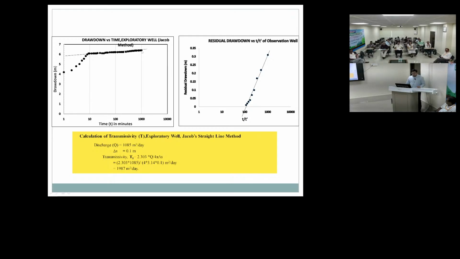After 10 minutes only, you can see this is a very flat curve, because the drawdown was very less, so you can see the transmissivity is very high. From here also you can make it out. If the recovery time is very less, the curve is flat. If the recovery time is more, you can see a steeper graph like this. So from this graph also we can make it out. You can see the transmissibility is 1987 meters square per day.